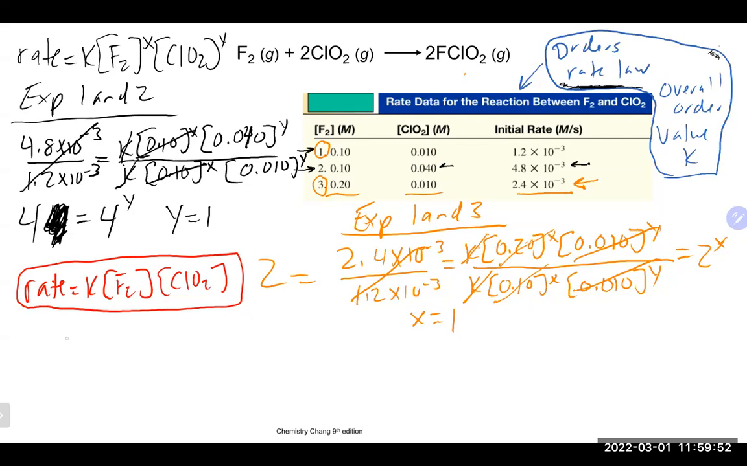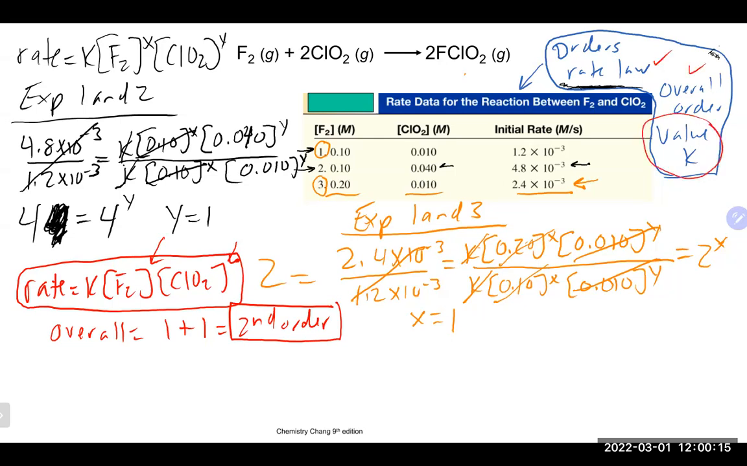That means that the overall order of this reaction would be 1 plus 1, second order. And again, we get that basically from adding each of the orders that we calculated there. At this point, we've solved for the completed rate law with the orders. We got the overall order.